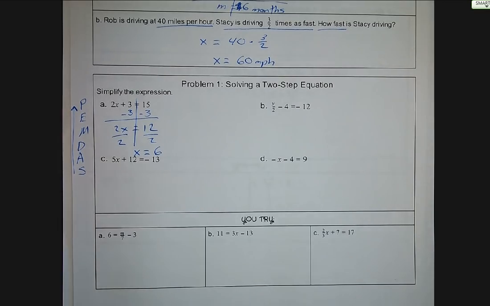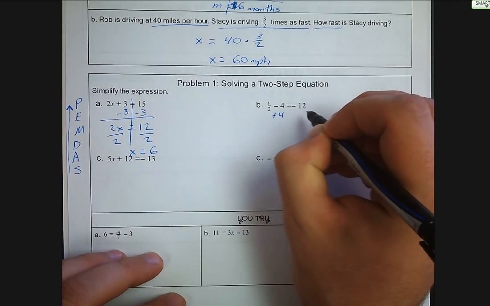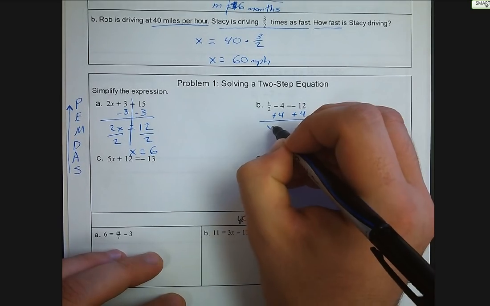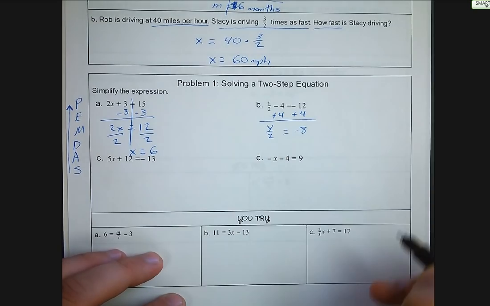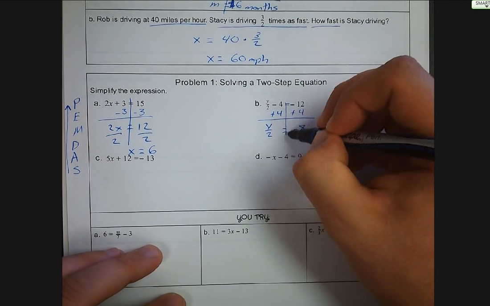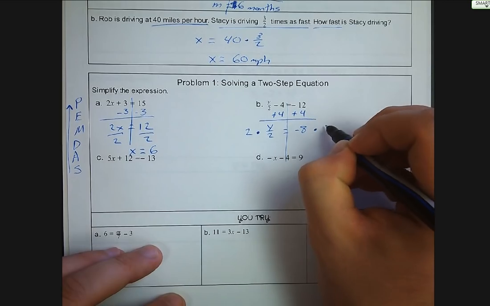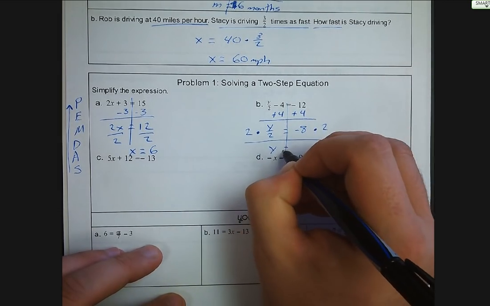All right, letter B, we've got y over 2 minus 4 is equal to negative 12. So we're going to start off with that negative 4. We're going to add 4 to both sides. So we have y over 2 is equal to negative 8. And now to undo division by 2, we're going to multiply by 2. So multiply both sides of our equation by 2. And y is equal to negative 16.